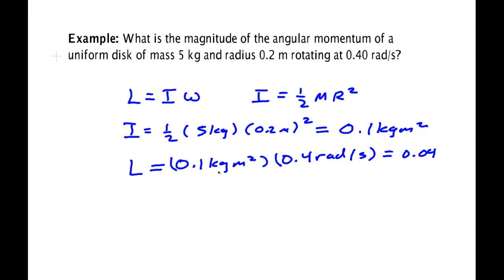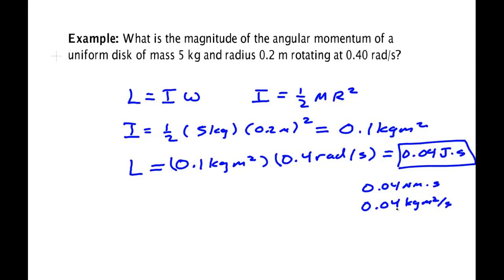And you can put kilogram meter squared per second, or you could, for instance, say joule seconds. You could also say 0.04 newton meter seconds. You could also say 0.04 kilogram meter squared per second. All are good. They just emphasize different things.